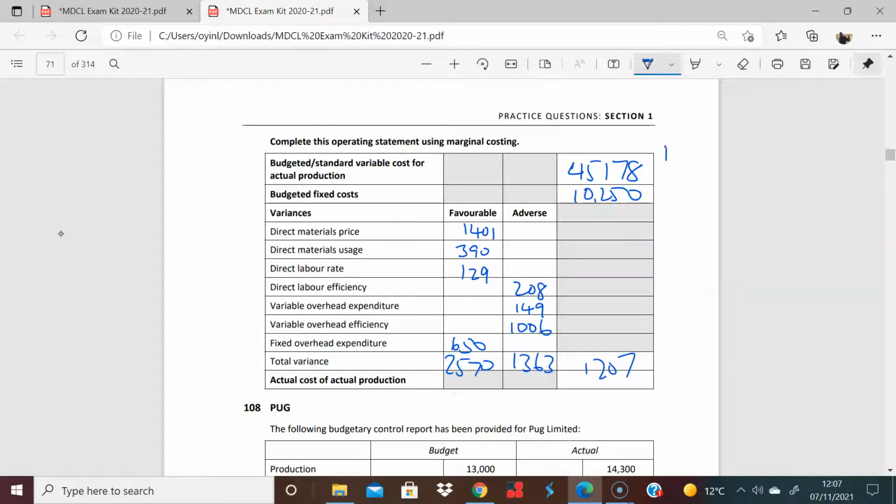So that's favorable. What does that mean? I have 45,178 right up here, plus the 10,250, which is 55,428. What actually happened was this is favorable, so we actually used less than that. We need to take that off, minus 1,207, and that's 54,221. And that's your actual cost of production.